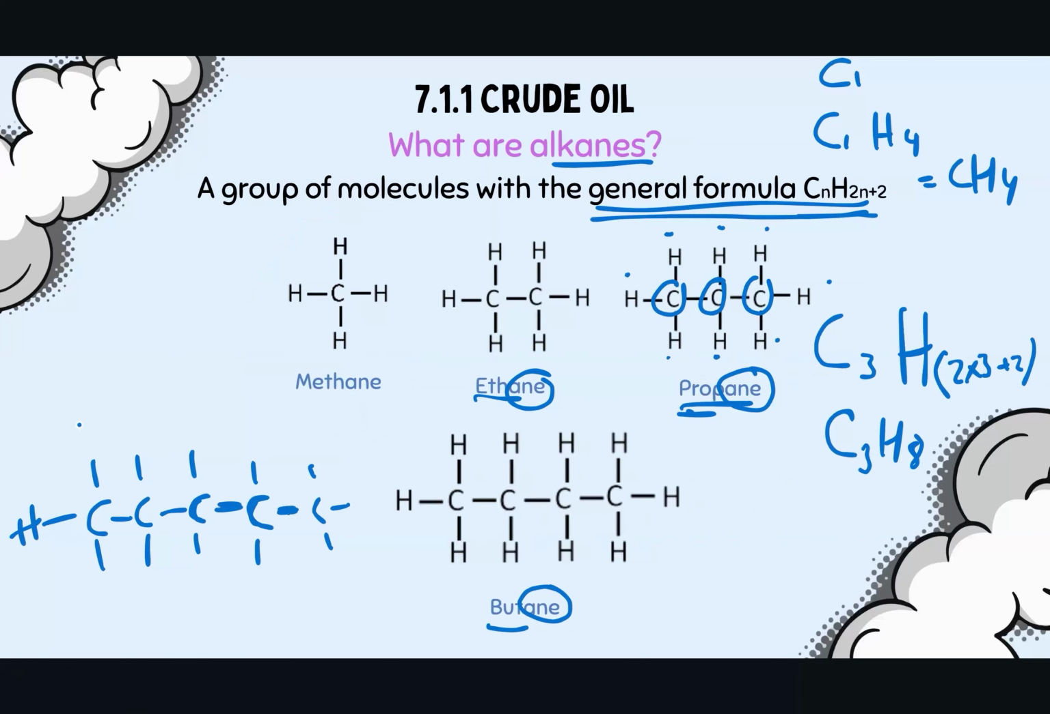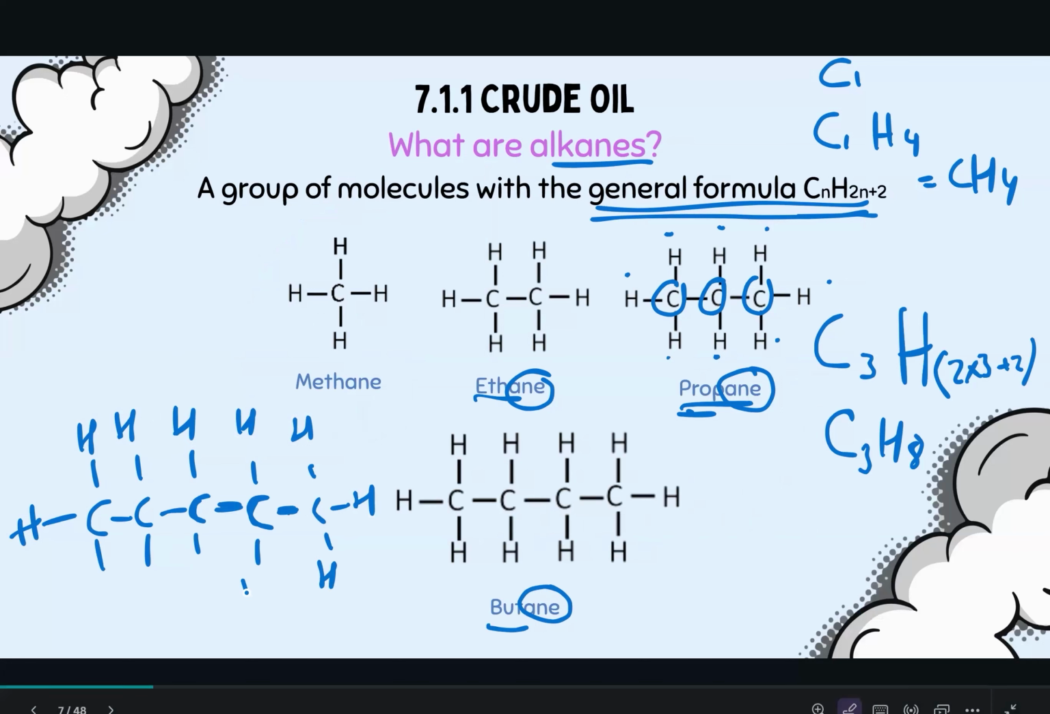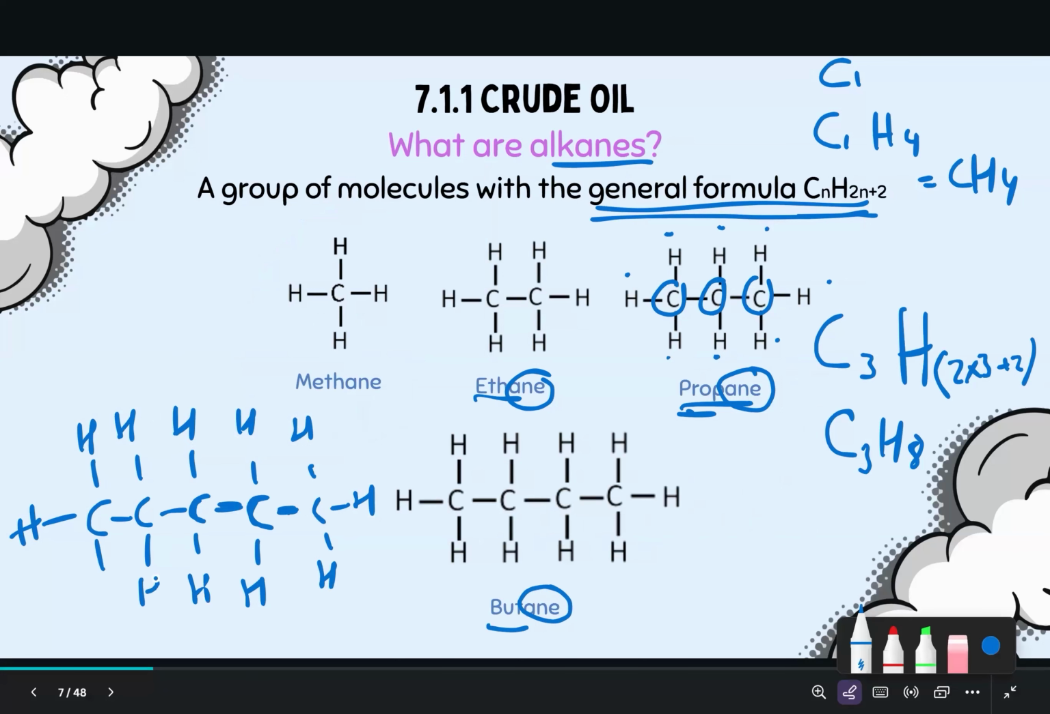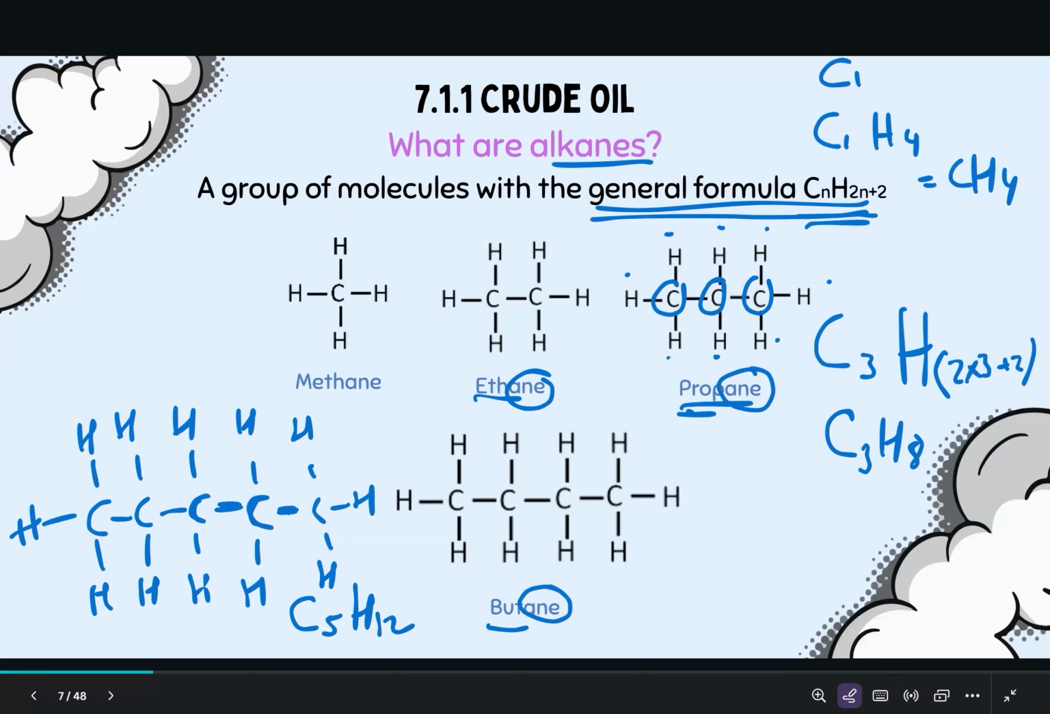So we're adding one, two, three, four, five, six, seven, eight, 9, 10, 11, 12. So we've got C5H12. Does that fit with the general formula? We've got five carbons, double it plus 2. So 5 times 2 is 10, plus 2 is 12. So yep, that's correct. So know how to draw them.